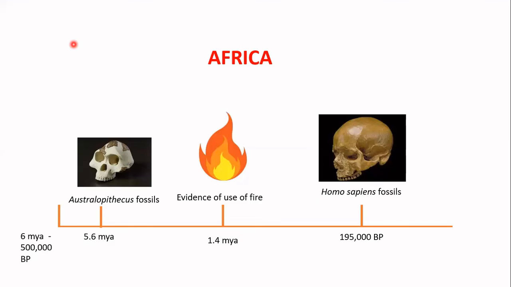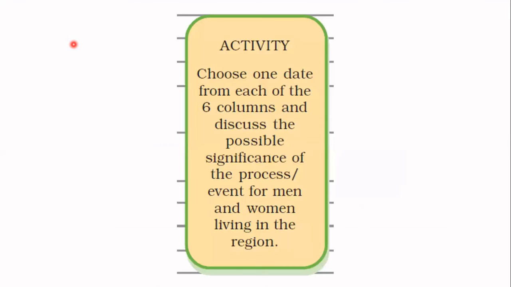This should be done before the school reopens, so you can set a timeline for yourself when you want to finish it. This is an activity that you will do before this weekend. In this activity, you're going to choose one date, whichever date you want, from each of the 6 columns, and discuss the possible significance of that process or event for men and women living in the region.